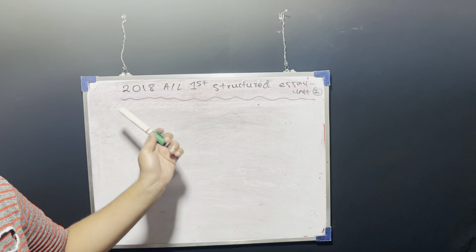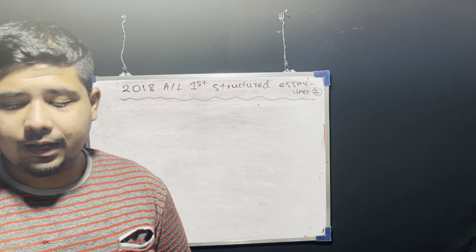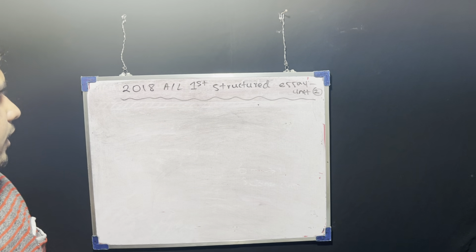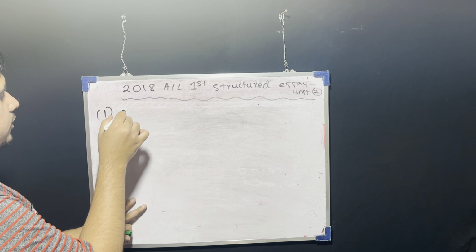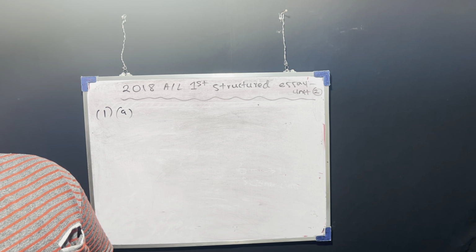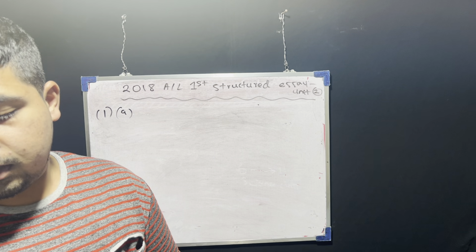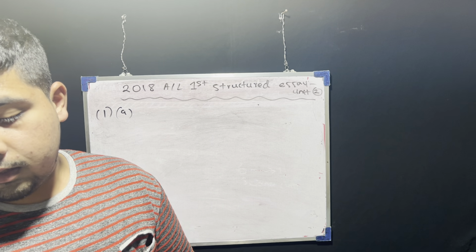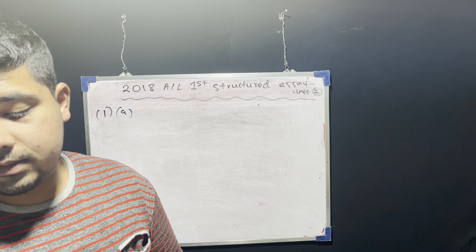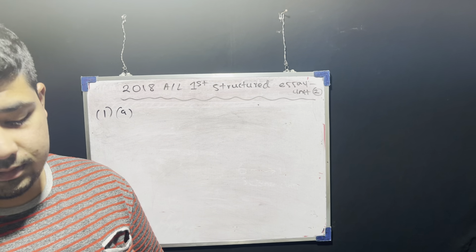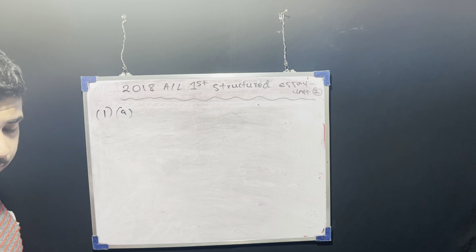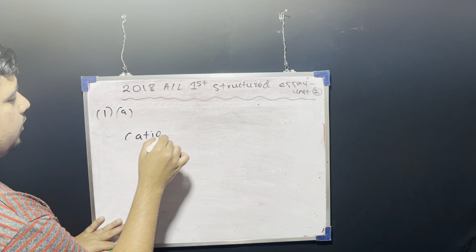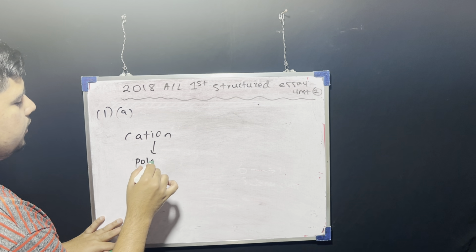Today we are going to discuss the 2018 A-Level first structured essay. Okay, first structured essay, first question. State whether the following statements are true or false. Reasons are not required. The polarizability of halide ions increases with increasing size. Correct, right? Now, for cations, we consider polarizing power.